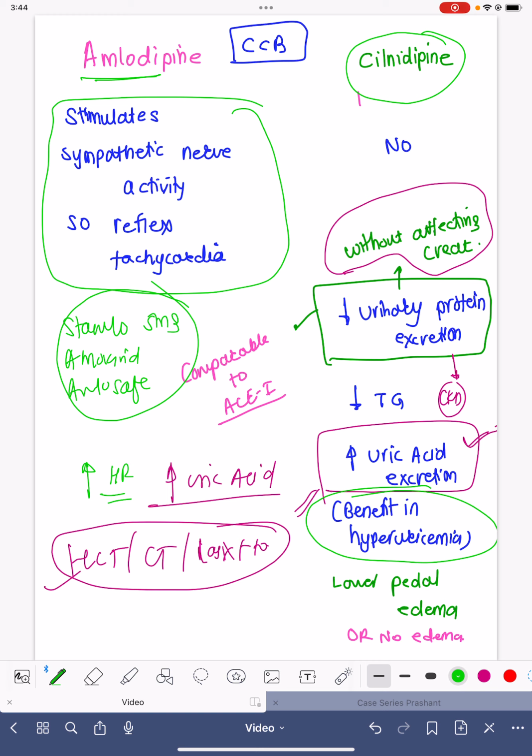Amlodipine very commonly causes pedal edema. That is one of the most common problems, bilateral lower limb swelling, which is usually pitting in nature. That is a very common problem of amlodipine, but it is significantly less or almost not present with cilnidipine. So if you want to sort out pedal edema, cilnidipine is better. If you want to lower uric acid, cilnidipine is better. And if a patient's heart rate is already tachycardic, like 100 or 104, 103, cilnidipine is better compared to amlodipine.